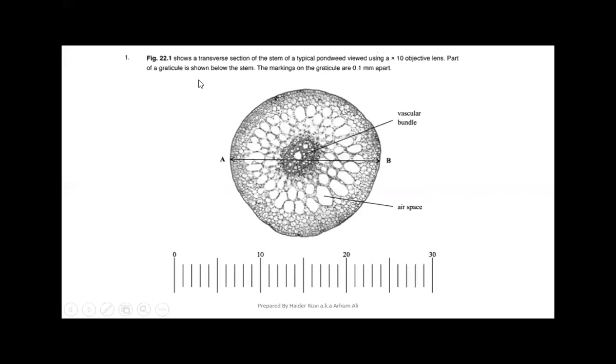Then there is another exam question. Figure 22: the 10x objective lens, we also studied its types, if you remember. 10 times magnification, 20 times, 30 times, 40 times. So part of our reticule is shown below this stem. The markings on the reticules are 0.1 millimeters apart.